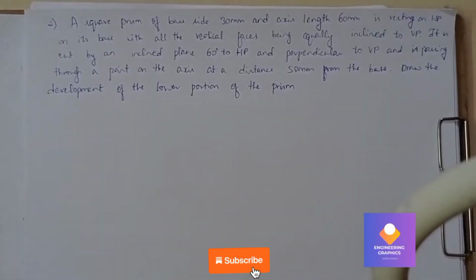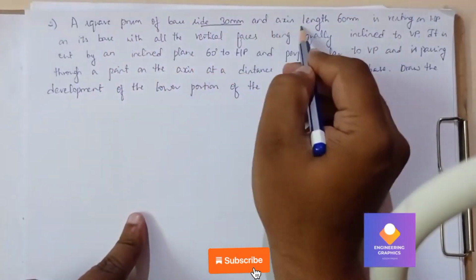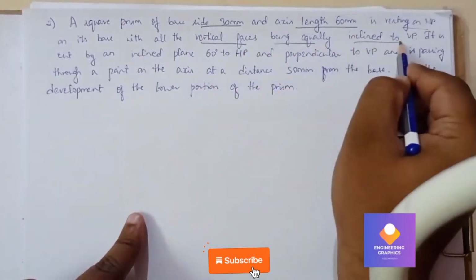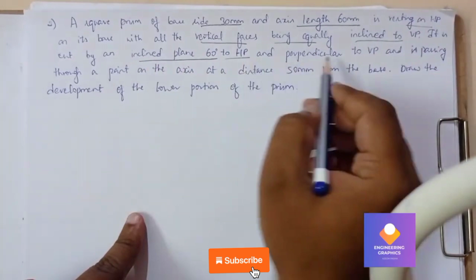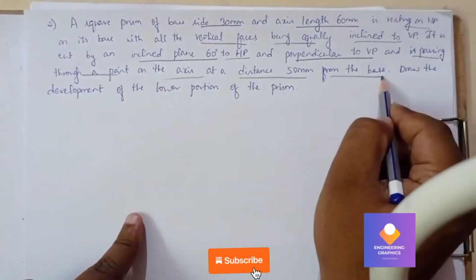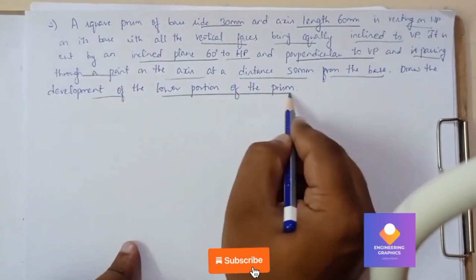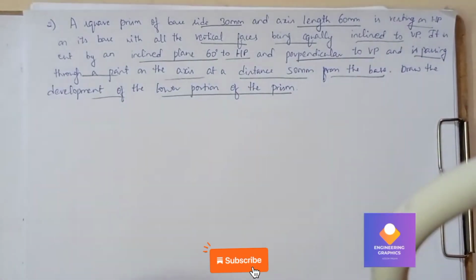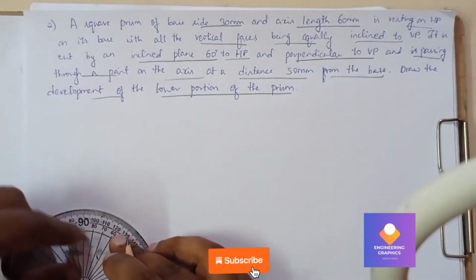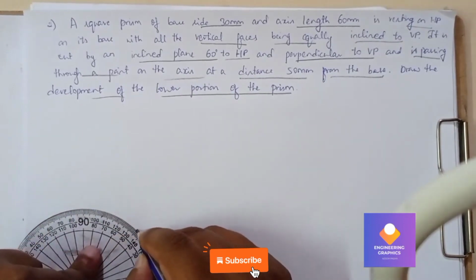A square prism of base side 30 mm and axis length 60 mm is resting on HP on its base with all vertical faces equally inclined to VP. That means here also we need to construct a square prism of side 30 mm with respect to corner position. The cutting plane is inclined at 60 degrees, perpendicular to VP, and passing at a distance of 50 mm from the base. So we need to draw the development of the lower portion of the prism here.